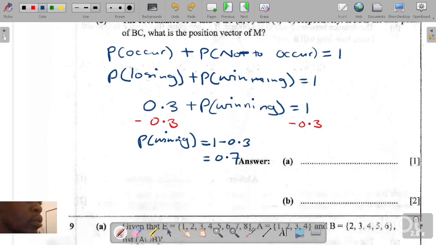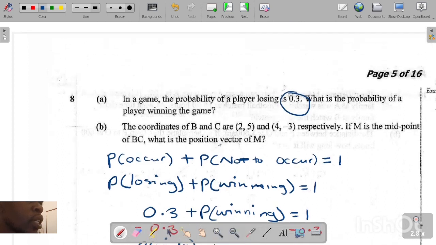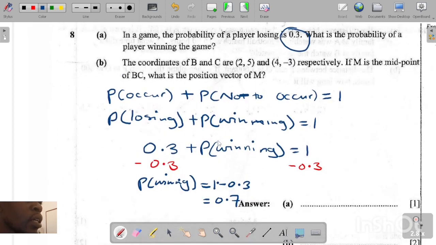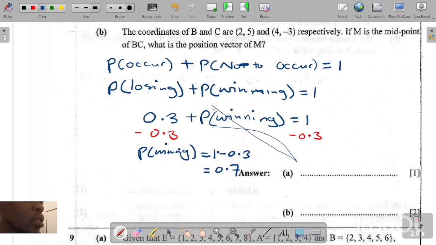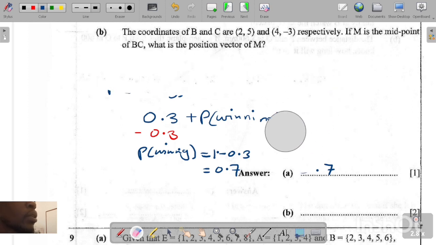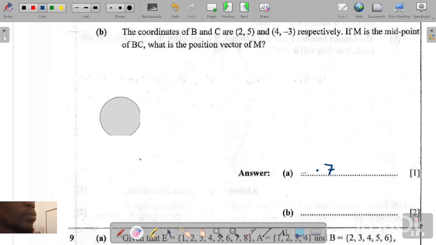Okay, so we found part A. So this is 0.3, so this is 0.7. Okay, so we can now clean up so that we do part B.